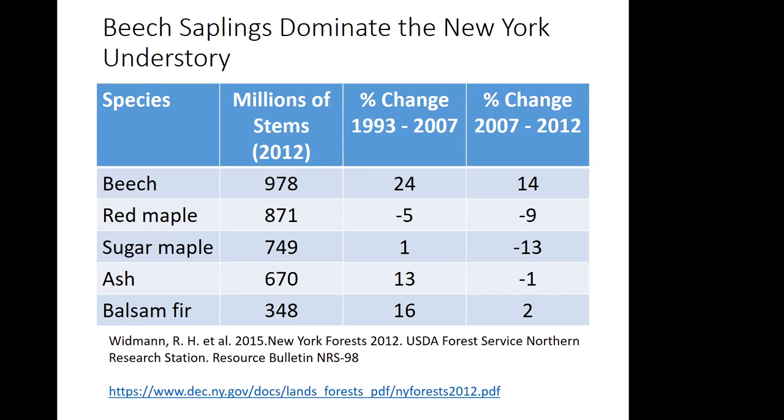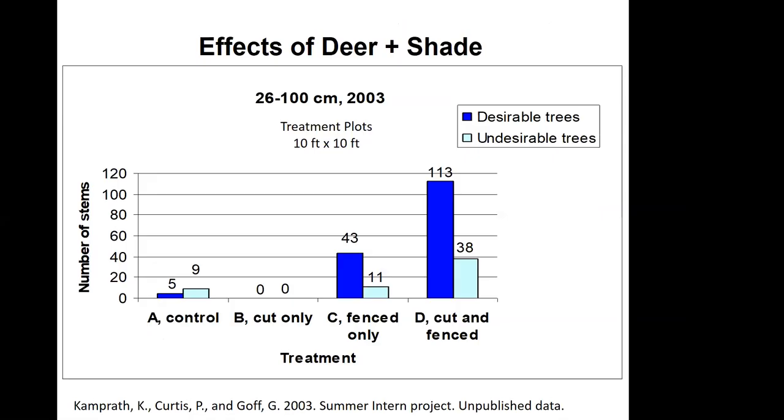The species that we like, red maple, sugar maple, these are among the five most common saplings. The only other one that's increasing is balsam fir. And for many people, I like balsam fir, but there's not a lot of economic opportunity there. So this combination of deer and shade is troublesome.